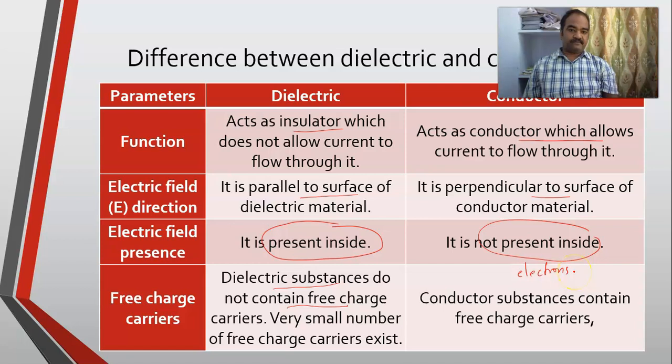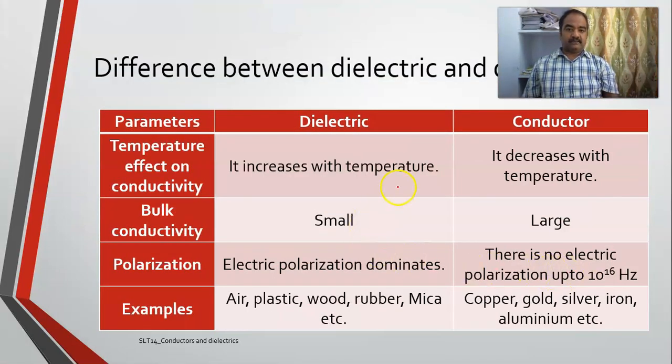And next is the temperature effect on conductivity. As already said, the conductivity will be very minimum in dielectrics, whereas it will be very maximum in conductors, which are bound to be conductive in nature. And this conductivity decreases with temperature in conductors, whereas in dielectrics it will be very minimum under normal conditions, and will increase with temperature. So bulk conductivity is small in dielectrics, whereas it is large in conductors. And coming to polarization, here electric polarization happens.